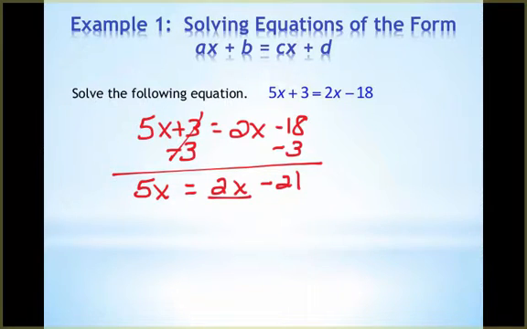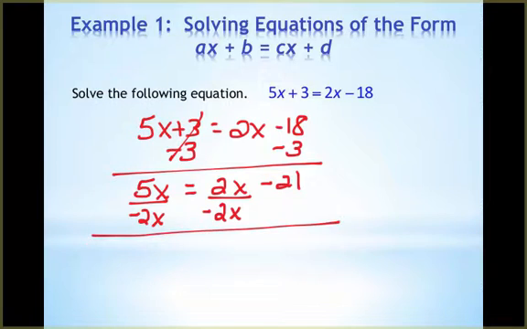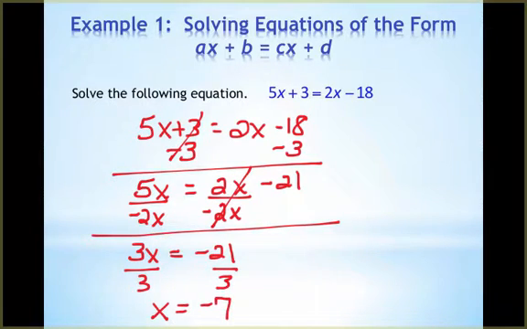But now I've got a 2x and a 5x that are on opposite sides of the equals. So what I can do is subtract a 2x from both sides. So 5x minus 2x would be 3x. Those will cancel, and I get equals negative 21, and then I divide by 3. And x equals negative 7.